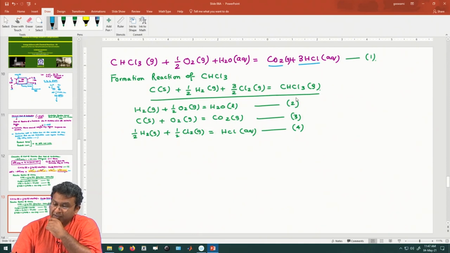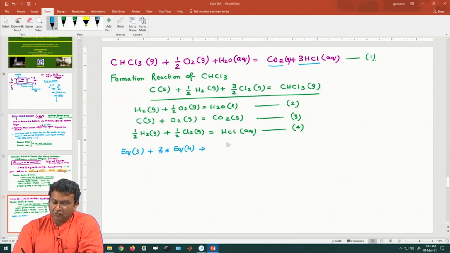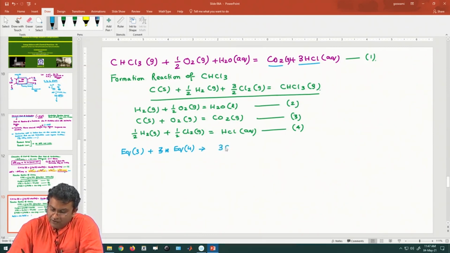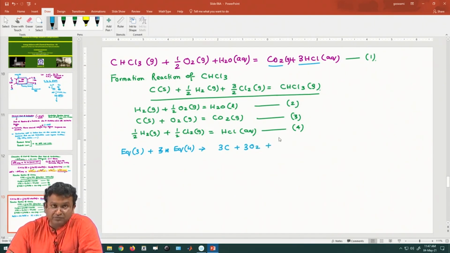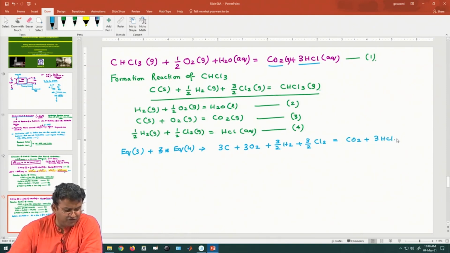For Hess law, you essentially treat the chemical reactions as algebraic equations. So, if you do equation 3 plus 3 times equation 4, you see that 3C plus 3O2, I am just not writing the states because this is an intermediate stage, plus 3 by 2 H2 plus 3 by 2 Cl2 is equal to CO2 plus 3 HCl. Okay? This is what it is.